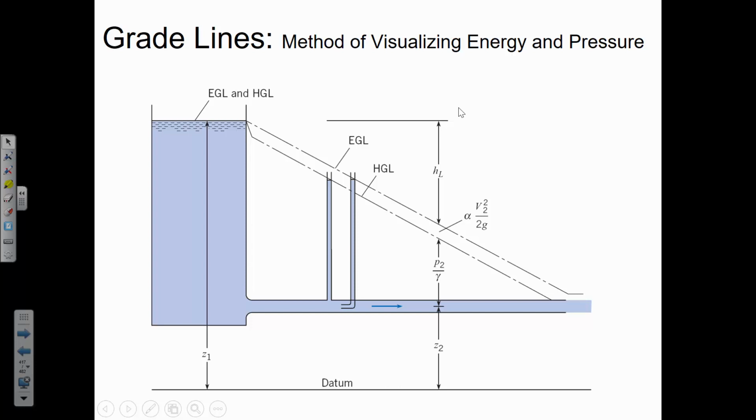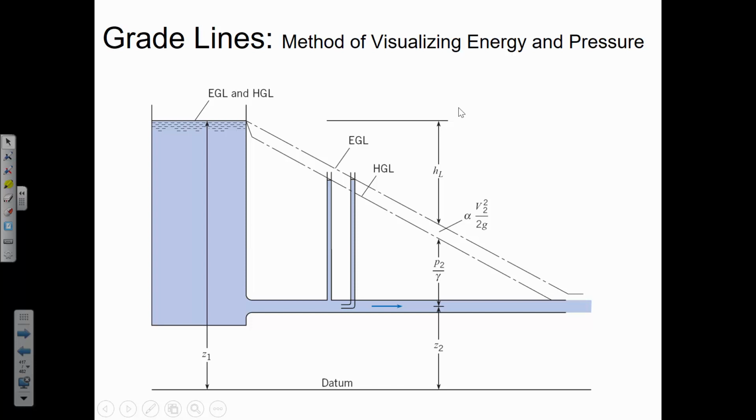And if it's going from one tank to another tank, then the HGL will end at the water surface. So here I've got my little divergence here, and then it's going, and it's ending right at the water surface again. But the EGL is going to end above the water surface. So here's the EGL, and the HGL is below it.